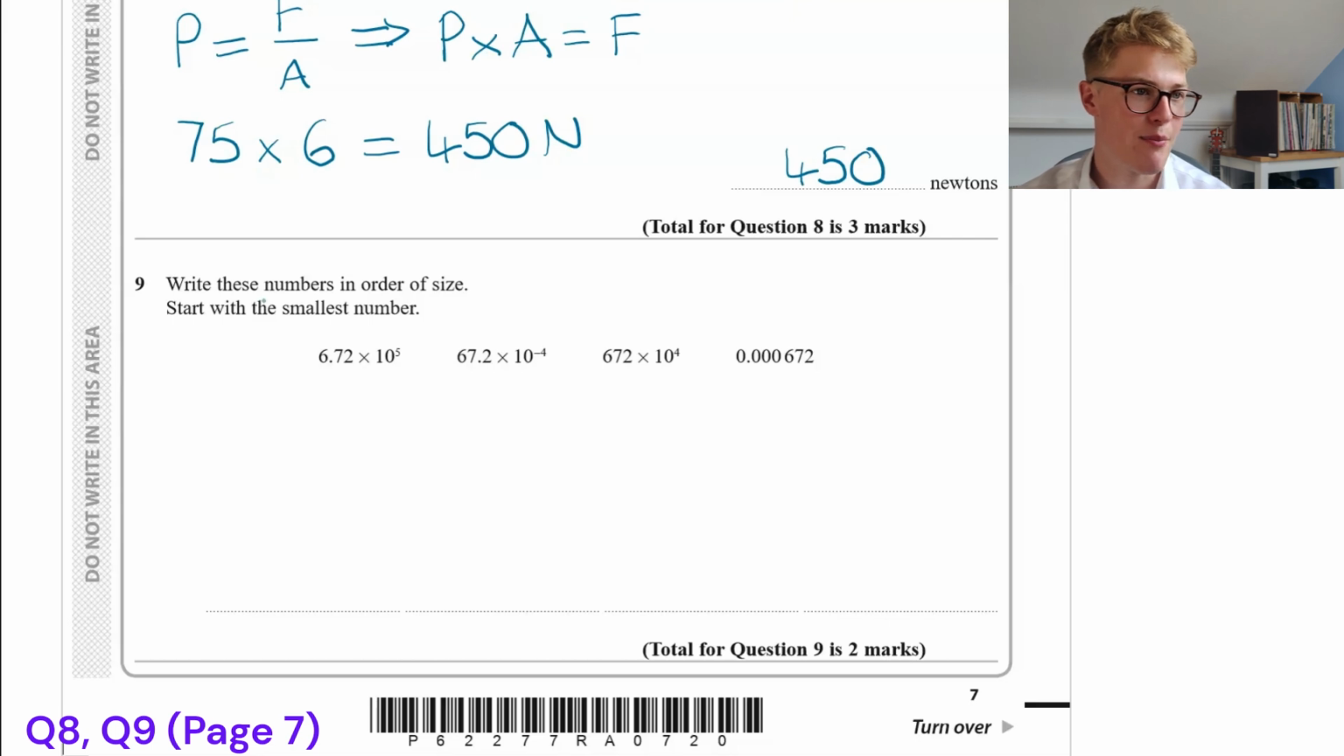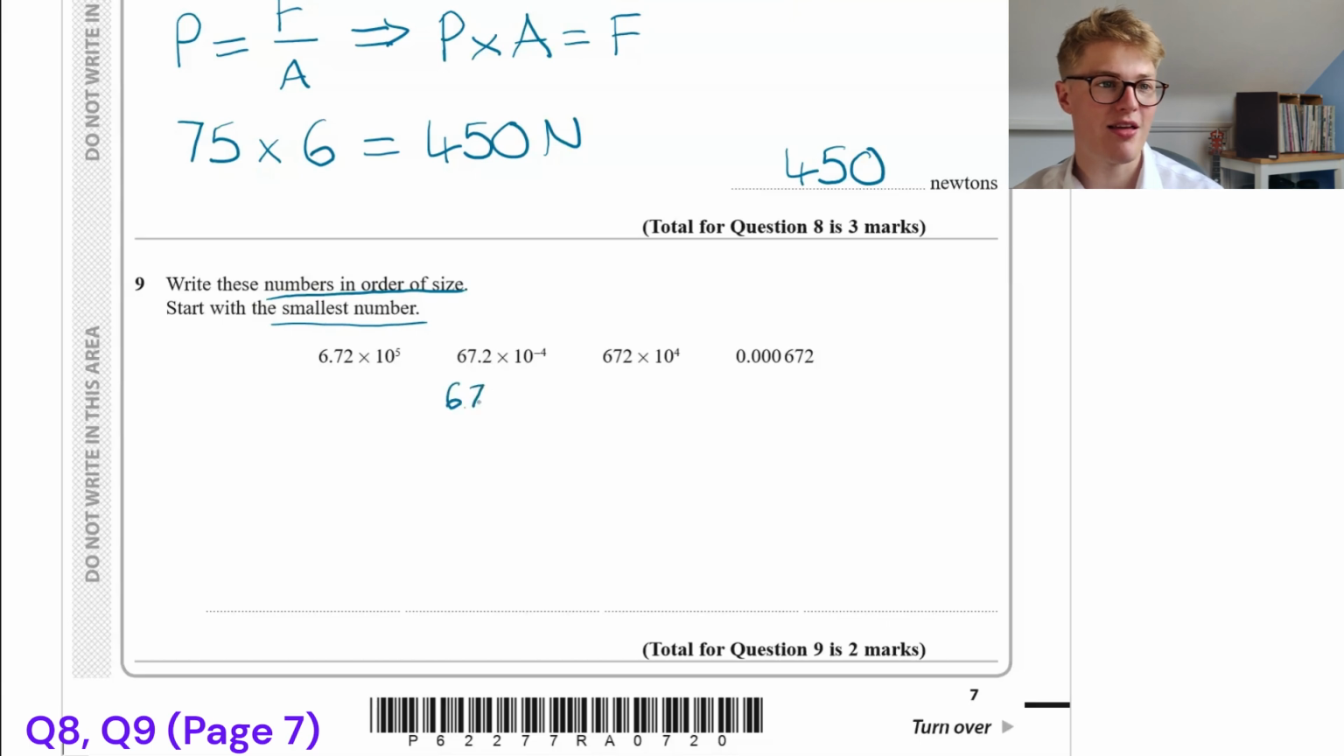Then we need to write these numbers in order of size and start with the smallest number. So what I do here is change all of the values into standard form. So 6.72 times 10 to the 5 is already in standard form, so we can move on. We then get 6.72 times 10 to the minus 3 for the second term, 6.72 times 10 to the 6 for the third term, and then 6.72 times 10 to the minus 4 for the fourth term.